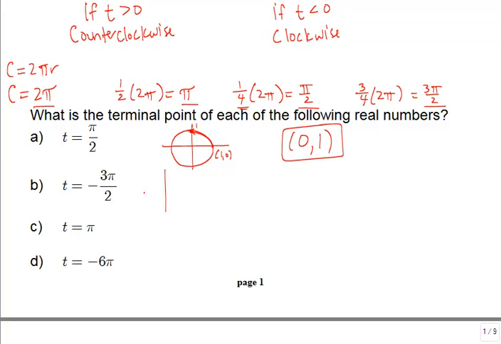Now let's take a look at t equal to negative 3 pi over 2. So remember that 3 pi over 2 was corresponding to going 3/4 of the way around our circle. But this time we want it to be negative.